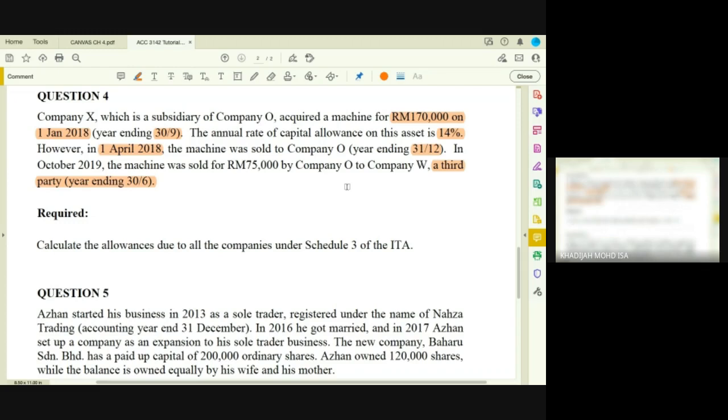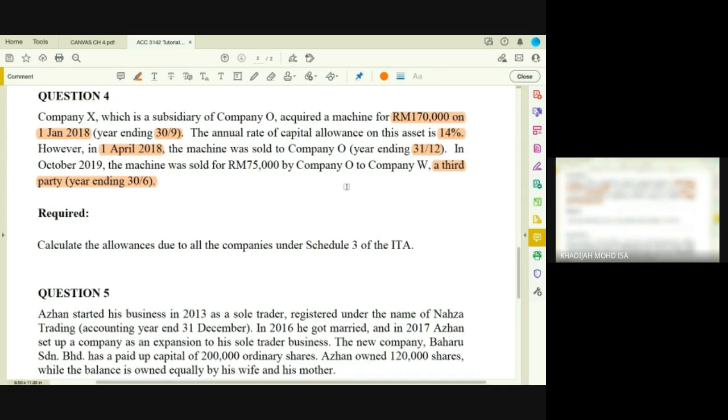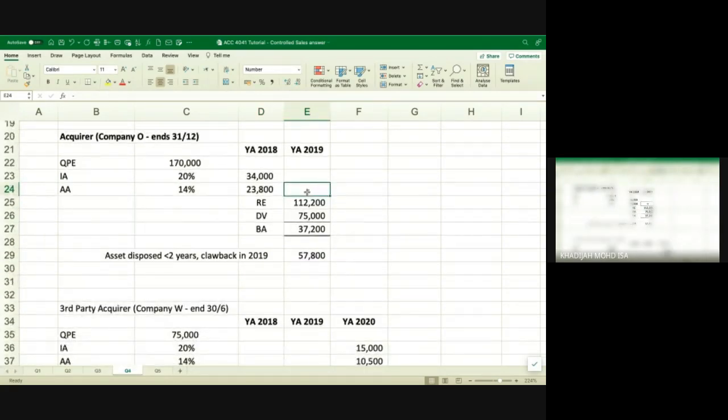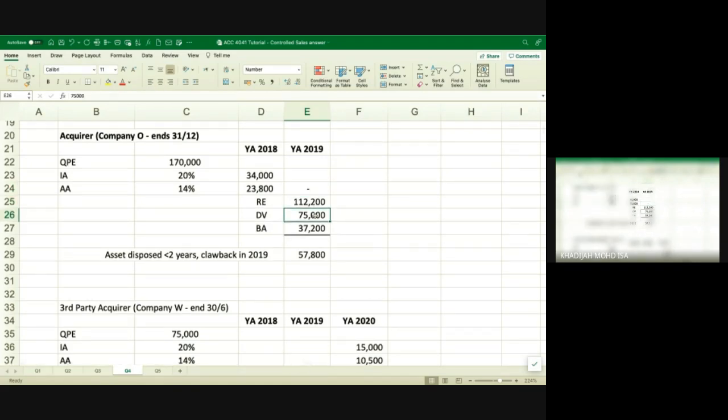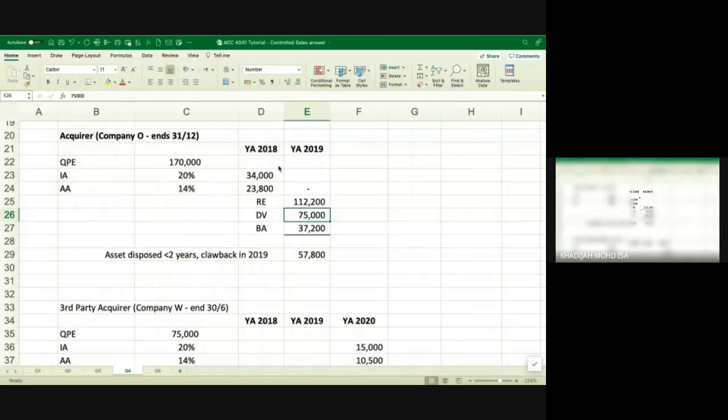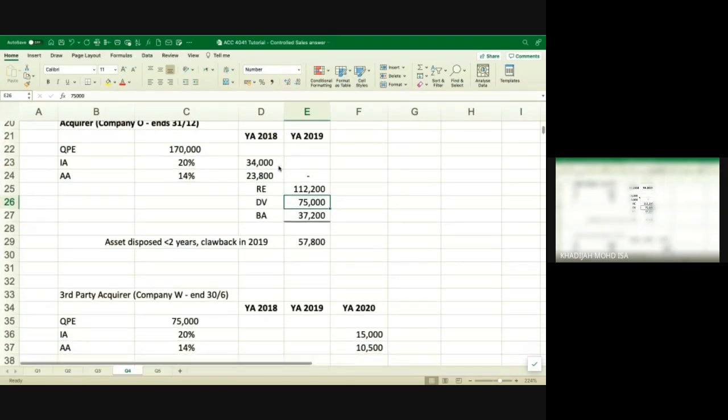But because of the disposal, O disposed the machine to W on when? October 2019. Yeah, October 2019, and O's year end is 31st of December. So that will be YA 2019. So in 2019 O cannot claim anymore. Right? O cannot claim anymore. So you have your RE here. And then your disposal value is how much is paid by company W. So W paid 75,000 for the asset. So that will be taken. So remember that O to W is a third party. Then you have to do the normal disposal. All right, 75,000 against 37,200. So that is a balancing allowance.